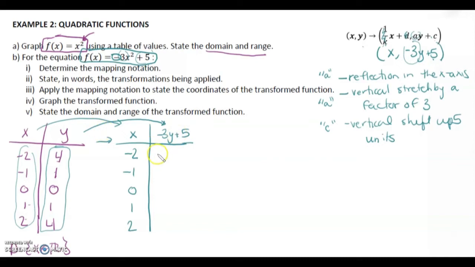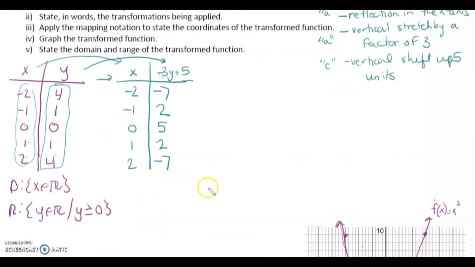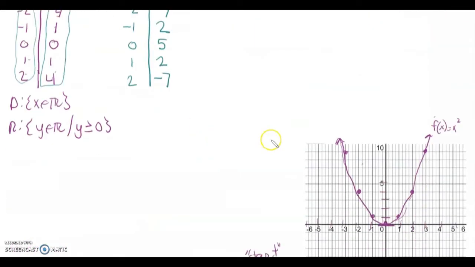I get negative 7. Okay, negative 3 plus 5, I get 2. 0 plus 5, I get 5. Negative 3 plus 5, I get 2. Negative 12 plus 5, I get negative 7. Okay, so let's go ahead and graph those. Negative 2 comma negative 7.